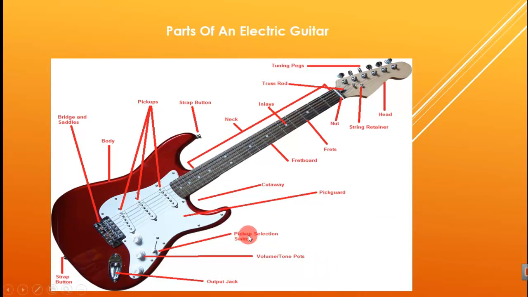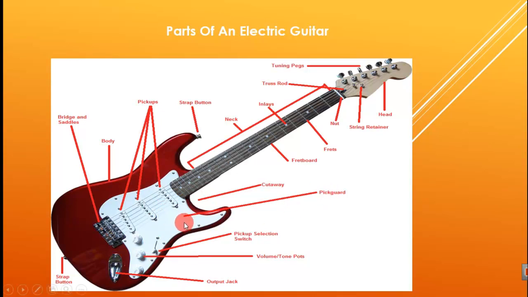Here we've got the pickup selection switch. It's a switch whereby you select which pickup, one of these three, you should use, or maybe you want to use all of them. It's up to you. Or you may want to use just two, or just one. So this switch is there to select which pickup or pickups you want to use.